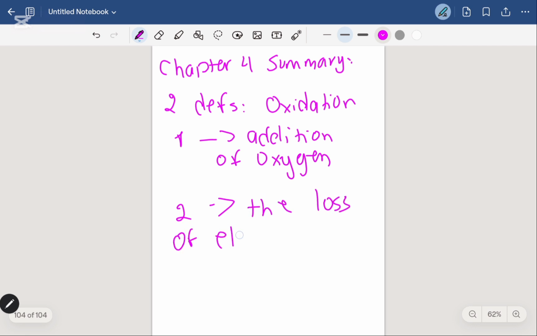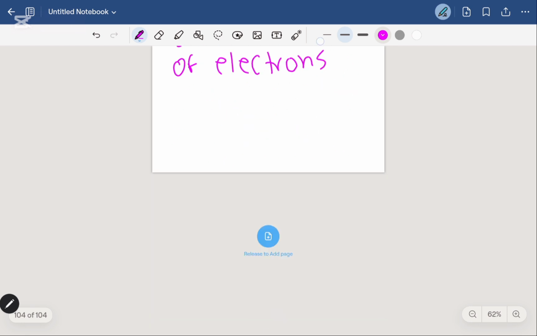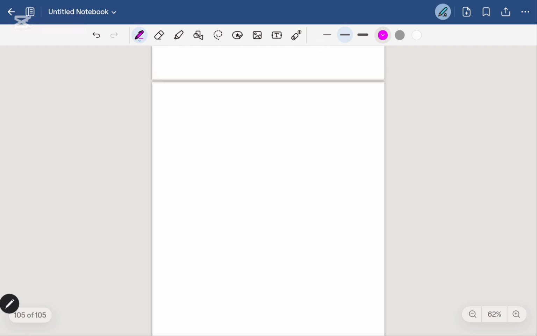of electrons. Okay? However, if we are talking about reduction, there are also two definitions for reduction. You have definition 1, which is the loss of oxygen or removal of oxygen.